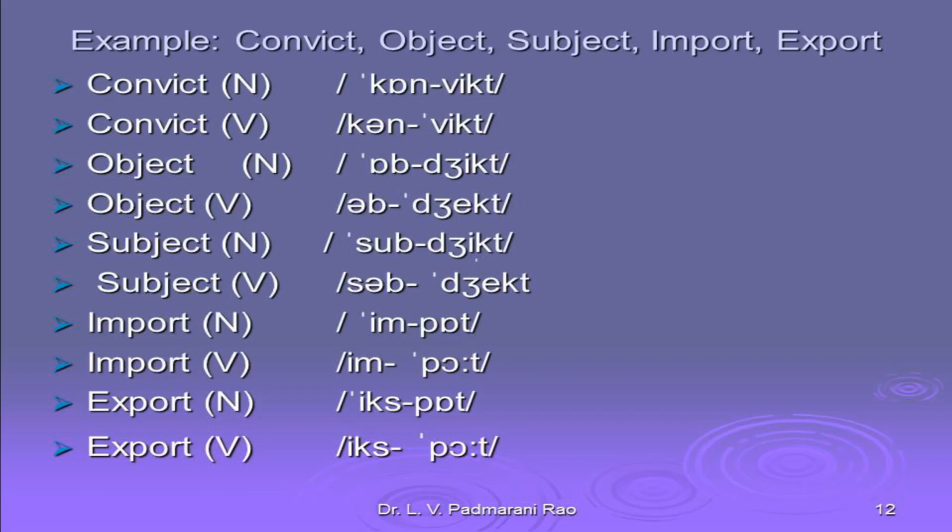So you don't pronounce it as convict. No, you pronounce it as convict. That con, the first syllable in the noun, is replaced with the weak syllable, and obviously the stress will shift. So it is convict as a noun, convict as a verb. Do you understand the difference between the pronunciation?